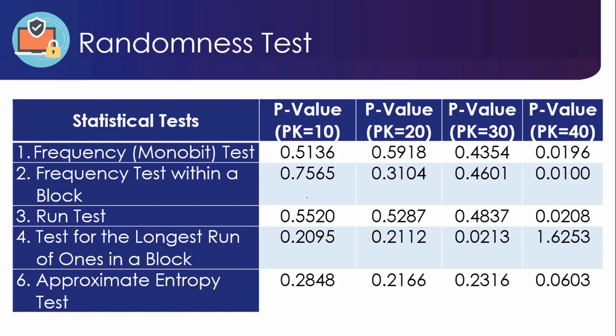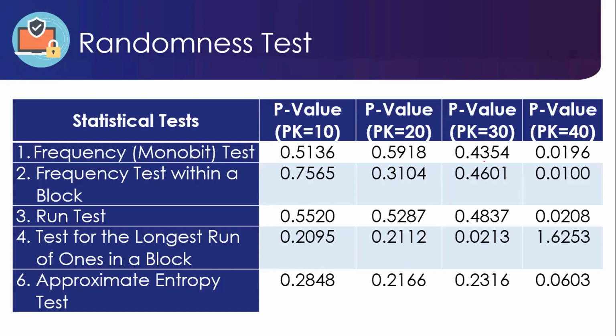And the run test for the plain key 10 is 55.55. The test for the longest run of ones in a block is 0.20, and the approximate entropy test is 0.28. And so on for the 20 characters: 0.59 for the frequency monobit test, the test within a block is 0.31, 0.52 for the run test, 0.21 for the longest run, and the approximate entropy test is 0.21.